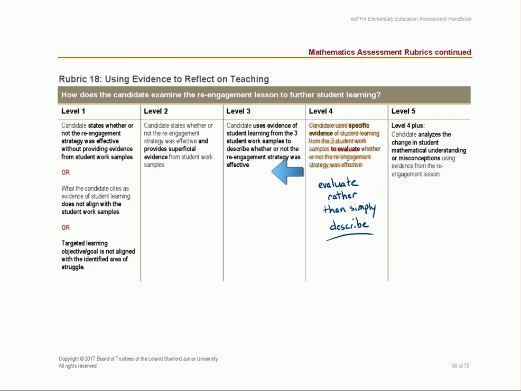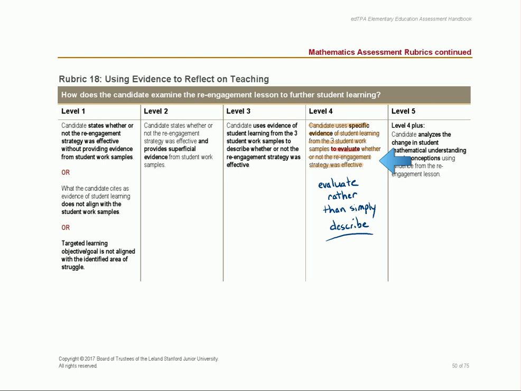So a difference here is for 3, to describe whether or not the re-engagement strategy was effective, and a 4 is to evaluate whether or not the re-engagement strategy was effective. Okay, to evaluate would mean that you have some kind of criteria, some kinds of things you were hoping that should happen in that lesson. So if you're going to evaluate the effectiveness of your re-engagement lesson, base your evaluation on the criteria you set out in your targeted learning objectives.